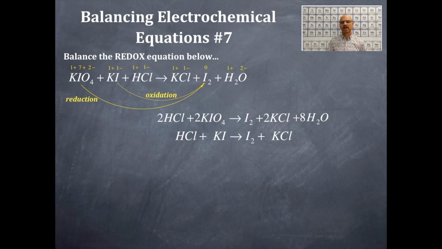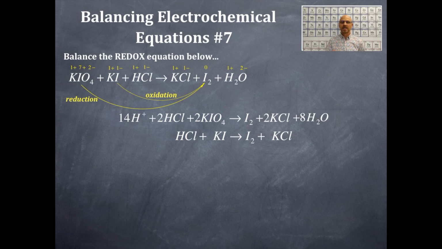Now, on the product side, I have 8 times 2 hydrogens, so that's a total of 16 hydrogens on the product side. On the reactant side, I have 2 hydrogens. So the difference between 16 and 2 is 14, so I'm going to have to add 14 hydrogens on the reactant side.